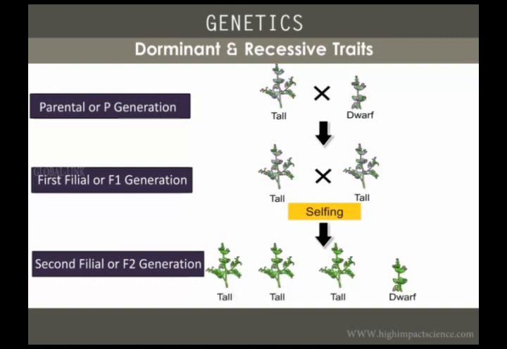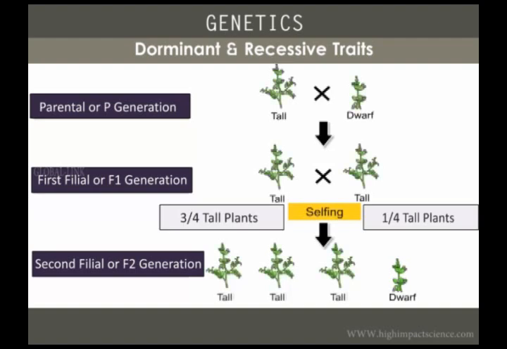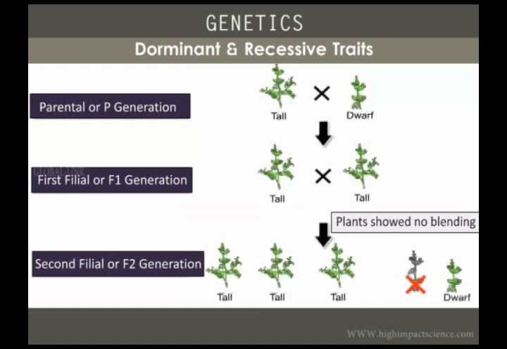Interestingly, this time the progeny included both tall and dwarf plants in a definite ratio. 3/4 of the plants in the F2 generation were tall, while 1/4 were dwarf. Mendel also noted that the plants did not show any blending or mixing. In other words, no plants were in between the dwarf and tall plants.